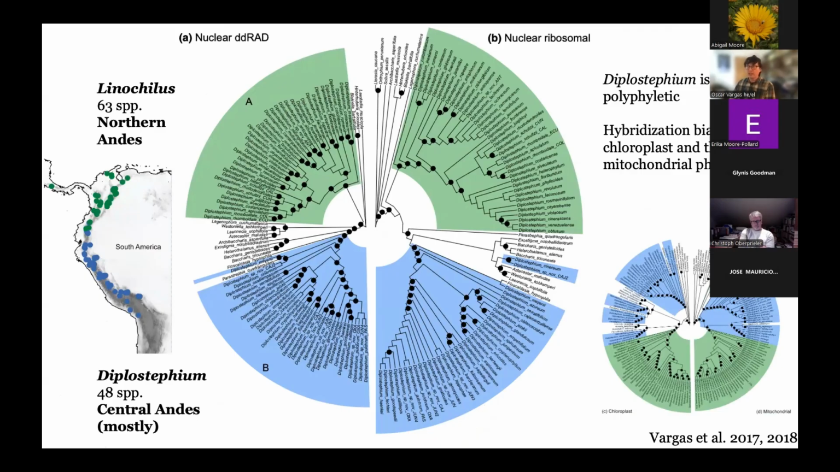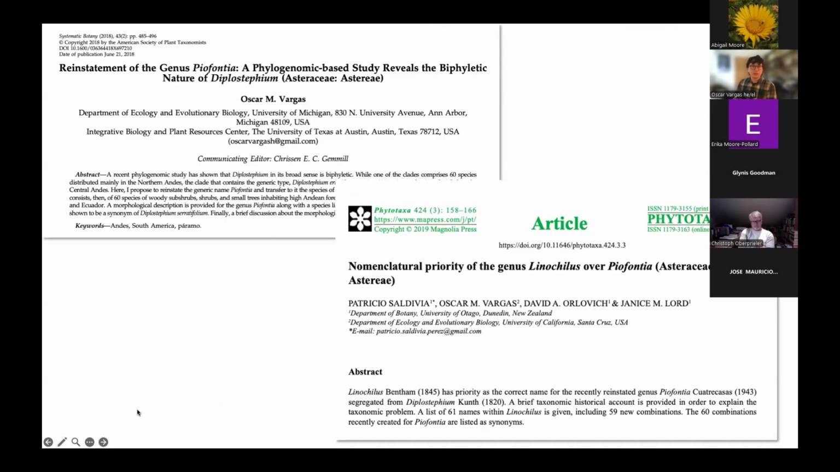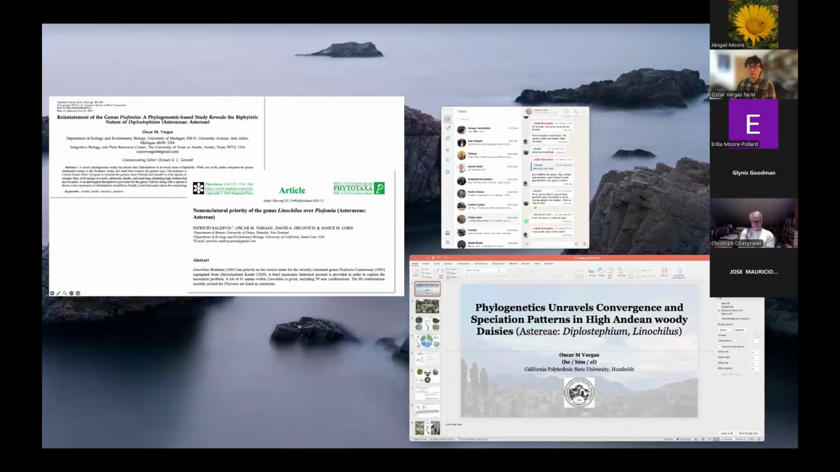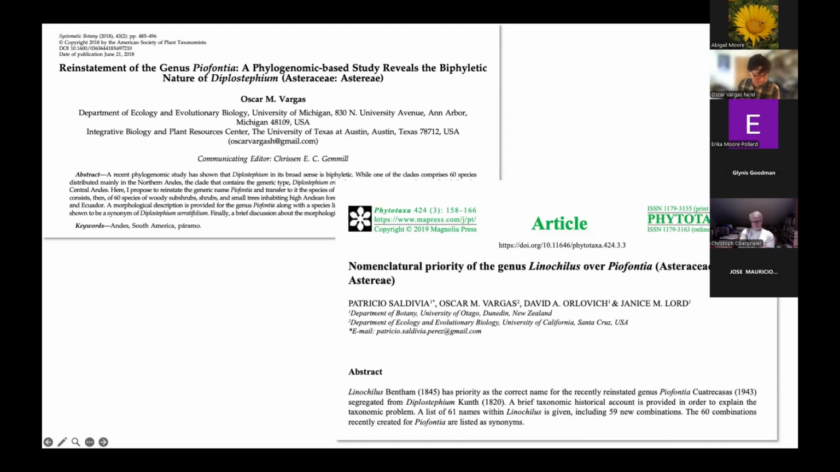A year after I published the phylogeny, I reinstated the genus Pyrophontia, which was a name that was available for clade A. It turns out that it was a mistake, and it was a succulent mistake on my part, and I created 63 synonyms. The botanist who realized my mistake was Patricio, and Patricio wrote to me and said, hey, there is an older name that is available, and that's the one that should be used. So then we published another paper rectifying this mistake.